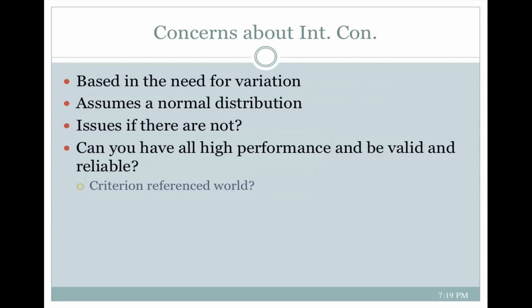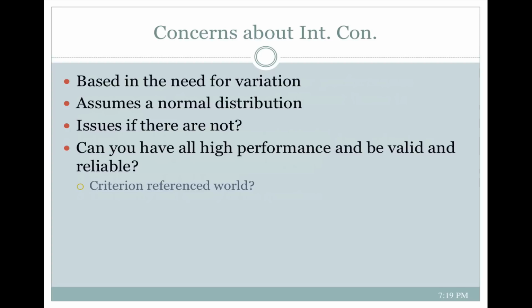There are some concerns about using internal consistency for estimating reliability in school tests. One is that it is based on the need for variation. That is, as I mentioned before, without any variability in scores, if all the students get a perfect score, your test is considered to be unreliable. It also assumes that you have a normal distribution, but we know that that isn't always the case for groups of students in school, and that there are serious issues with estimating reliability if these two factors aren't in place.